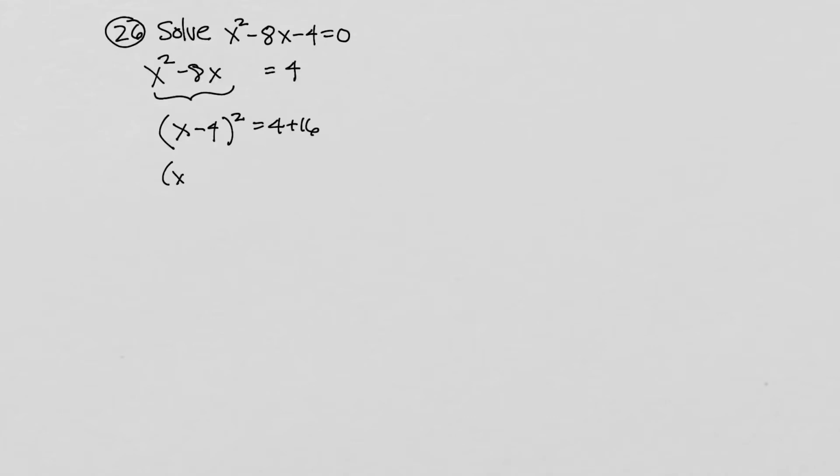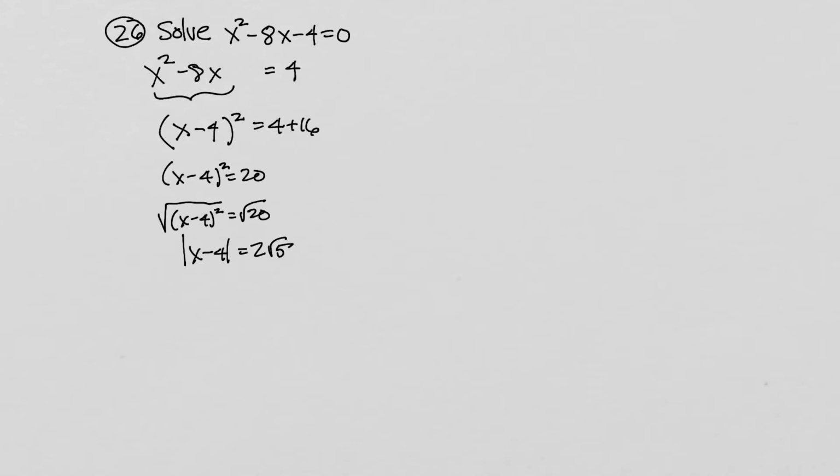This will give us x minus 4 squared equals 20. And now we're back to an equation like we had back in problems 24 and 25. We'll take square roots of each side. So square root of x minus 4 squared equals square root of 20. On the left side, square root of the square gives us the absolute value of x minus 4 equals, now that 20 I can break into 4 times 5. The square root of 4 is 2 square roots of 5.